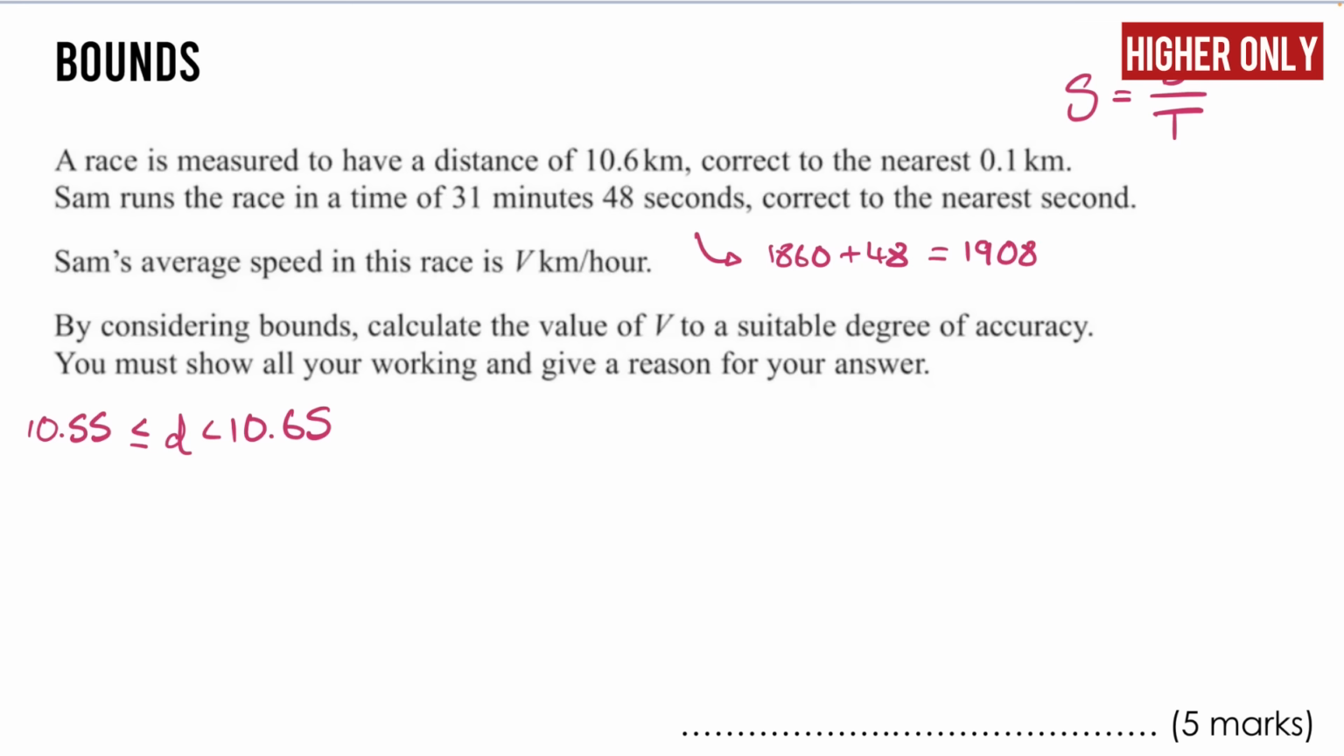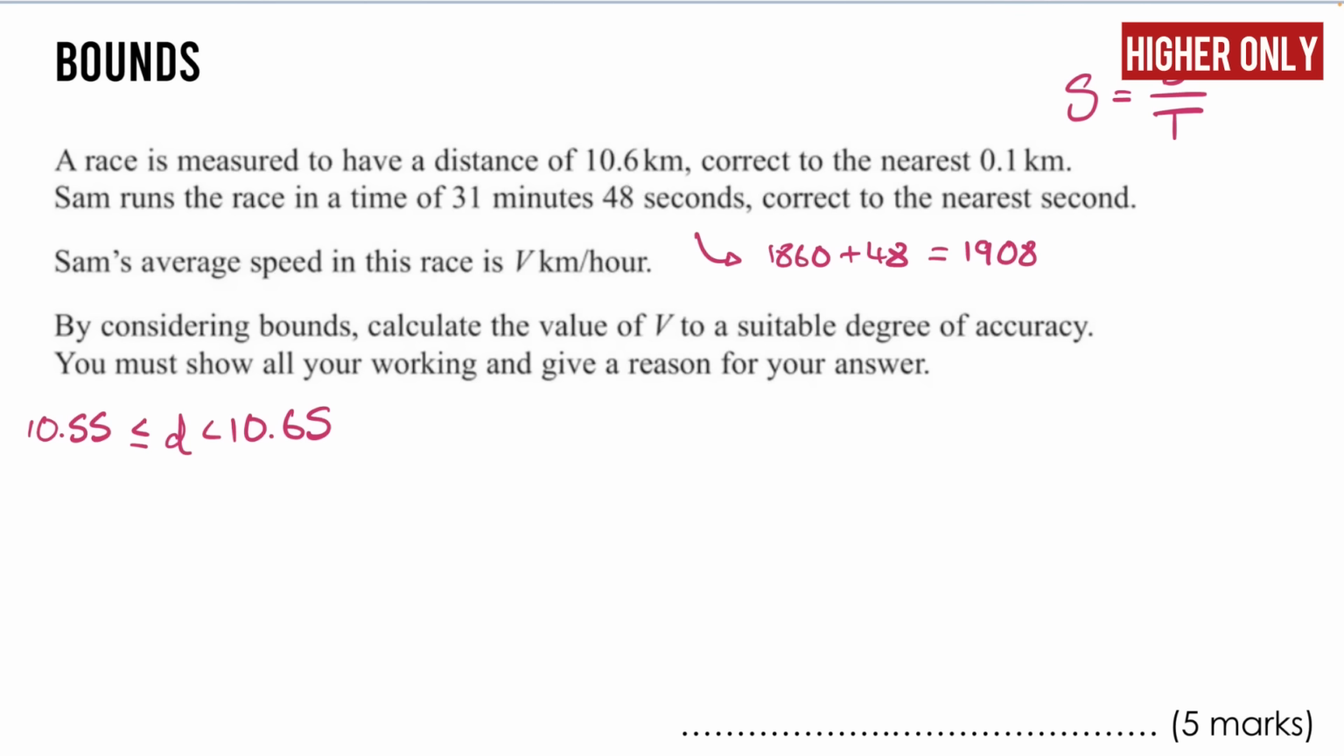1,908 seconds. Now the speed is in kilometres per hour, but that doesn't mean we can't work out a speed in kilometres per second and then just change it into hours. Of course, we just times it by 60 for kilometres per minute and times it by 60 again for kilometres per hour.